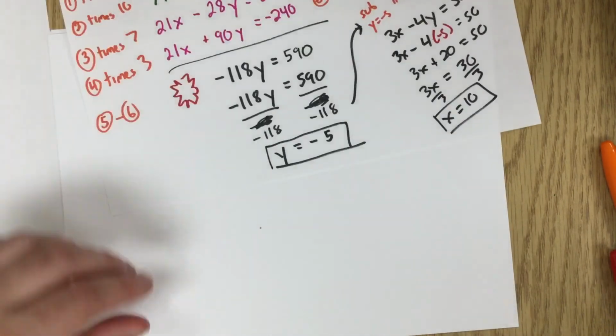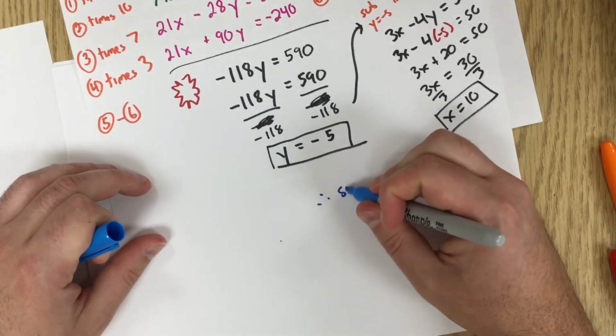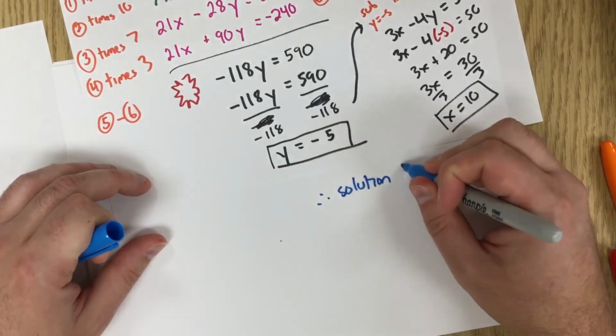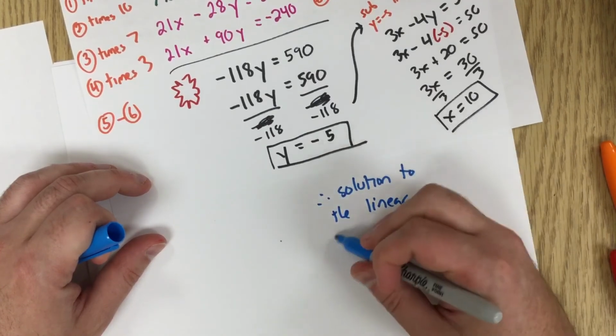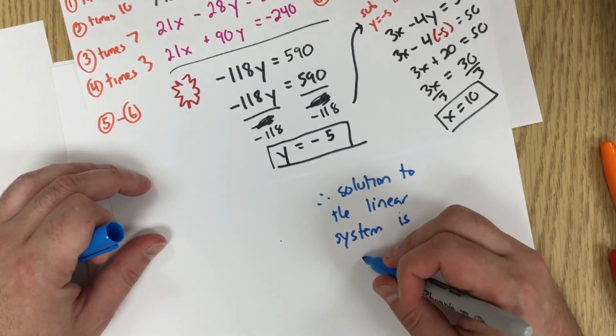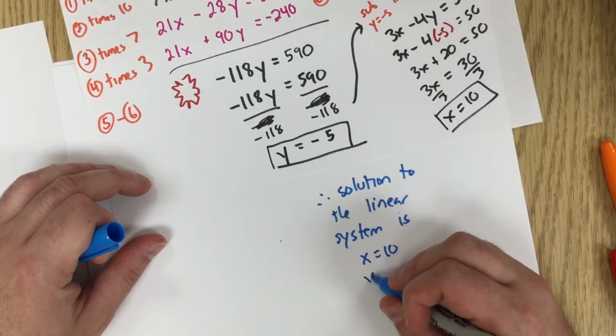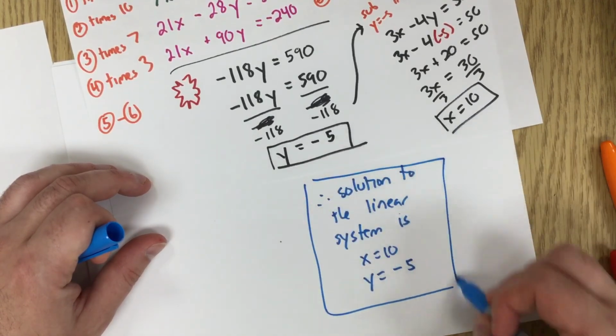There we go. So then, therefore, the solution to the linear system is x equals 10 and y equals -5. And that is the answer.